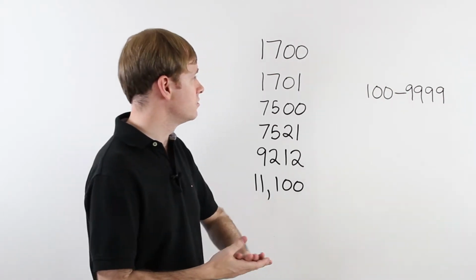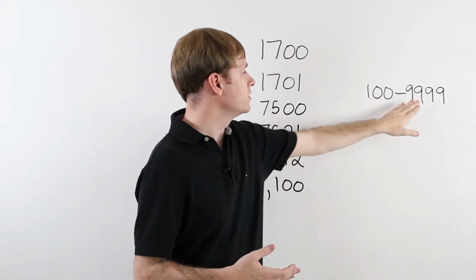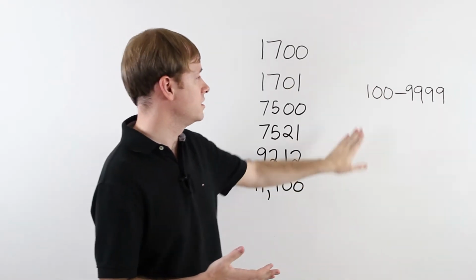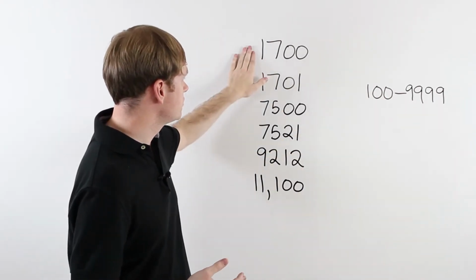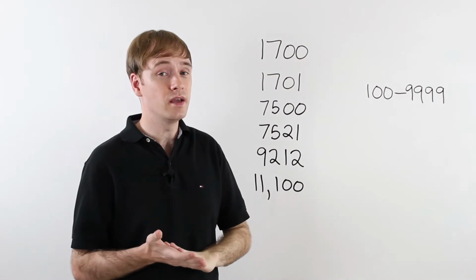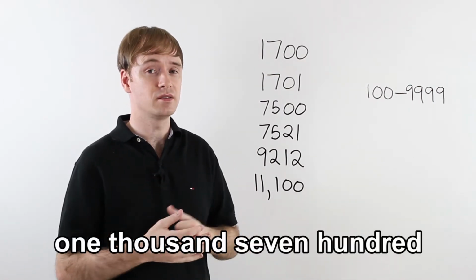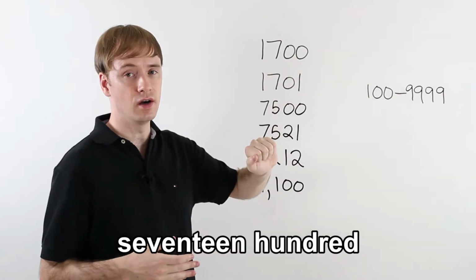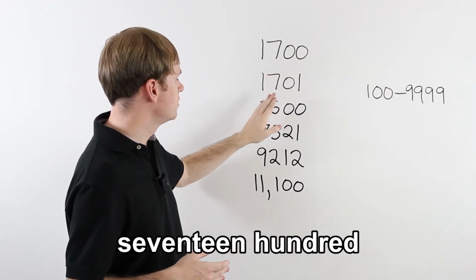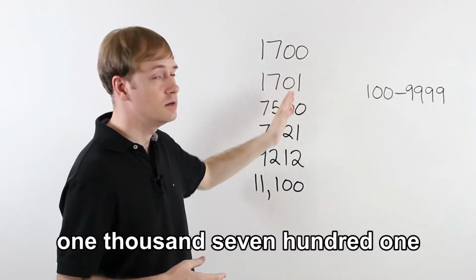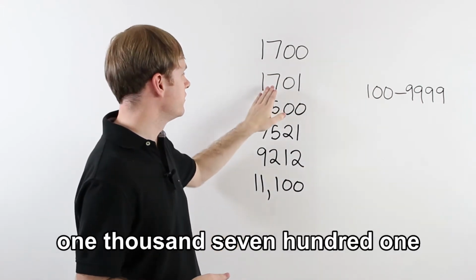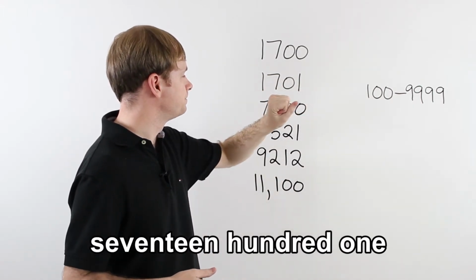Okay, so I wrote a few more examples to help you understand how to express these numbers using hundred. All right, so again, this is our range. We can only say hundred with these numbers. So the first one, the best way is 1,700, but you can express it "seventeen hundred." Next one, 1,701 or "seventeen oh one."